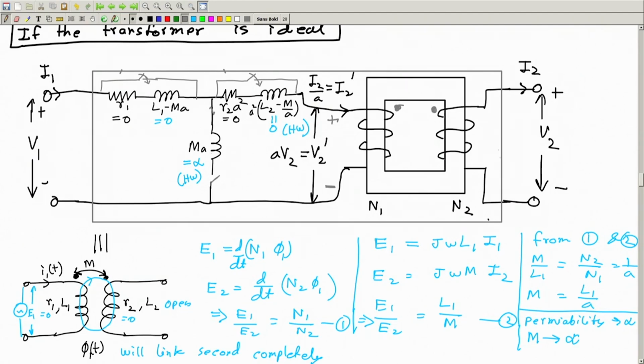So inside this box we have only this ideal transformer. So this was the ideal one. What we have shown is that with the assumption of very high permeability and low coil resistance, this equivalent circuit of a practical transformer boils down and becomes the same as an ideal transformer only. That is interesting. Okay, so thank you.